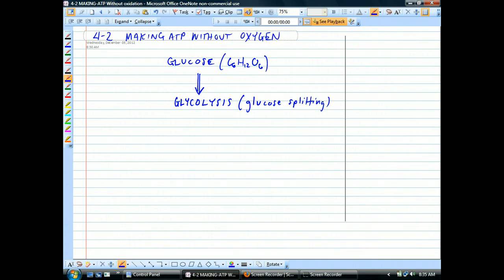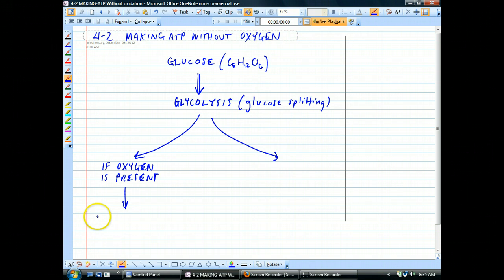Now, once glycolysis happens, there's two options. If oxygen is present. So this is just kind of a flow chart here that we're making. If oxygen is present, and by the way, your book does not have this, so you're going to want to have this picture in your notes. If oxygen is present, then the next step is cellular respiration, which we're going to go into later this week and next week. It's more complicated, but it's what happens in the mitochondria, cellular respiration.